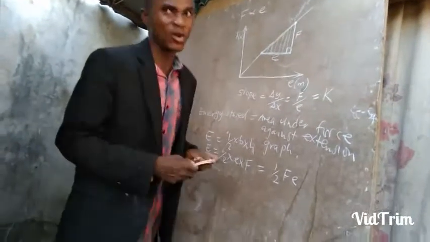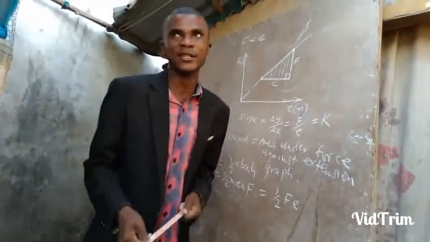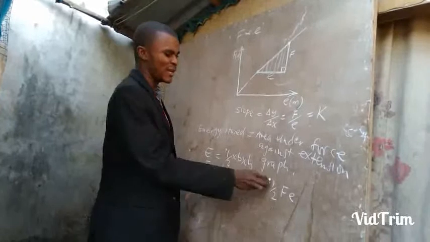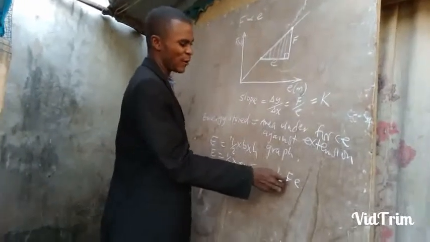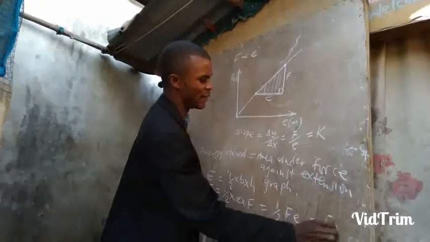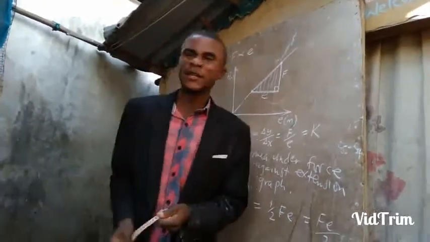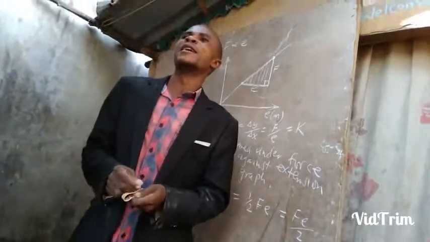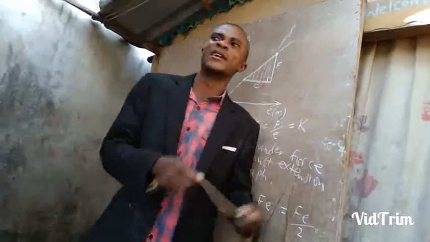So the energy stored in any material that is stretched will be half multiplied by the force times the extension, which is the same as Fe divided by 2. So Fe divided by 2 is the formula for the energy stored in any material that will stretch.